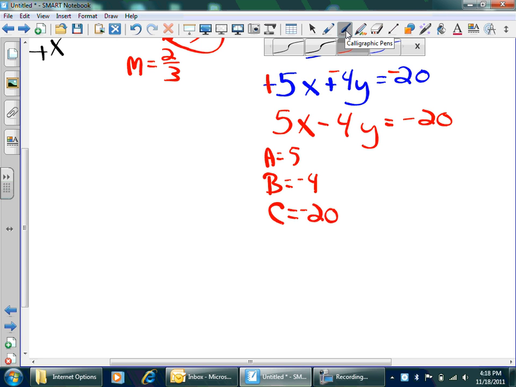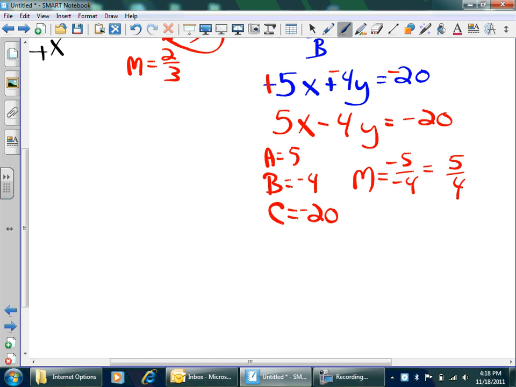Yuck. All right, to get the slope, I know my slope is going to be negative 5 over negative 4, but a better answer would be 5 over 4. Remember, with slope, I never go mixed number. It's so much harder to do it that way.